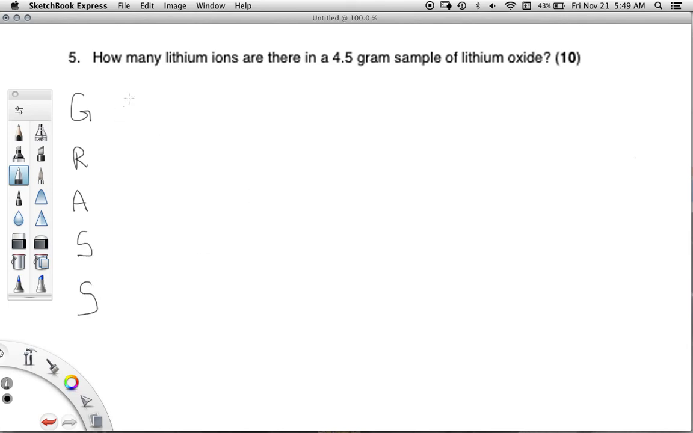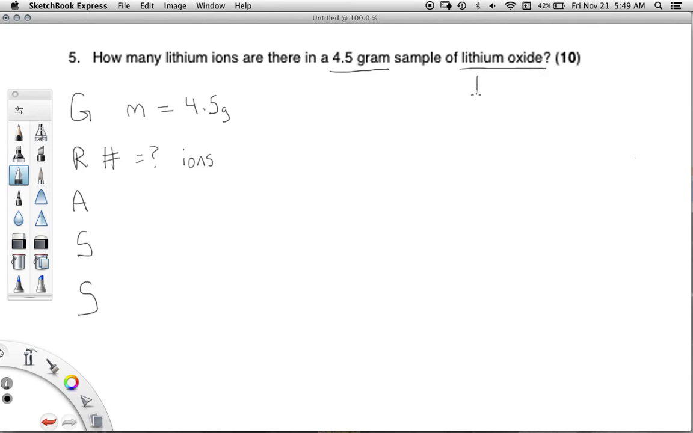Okay, how many lithium ions are there? So I'm stopping right there. It's not always given, required. I just have to fill these all in. How many lithium ions are there? That's required. It's the number of ions. The number of lithium ions in 4.5 grams. That's a mass. 4.5 grams of lithium oxide.